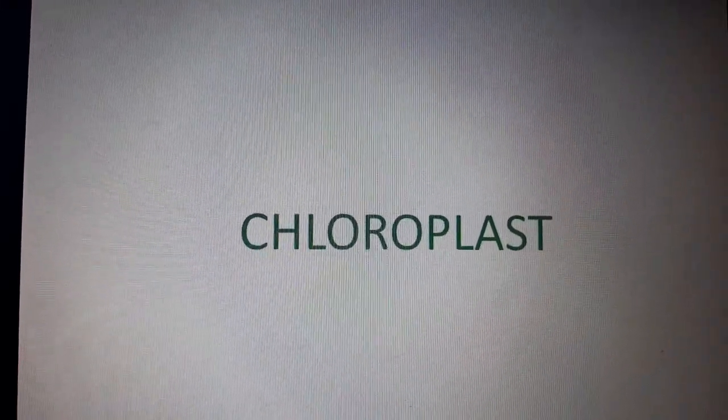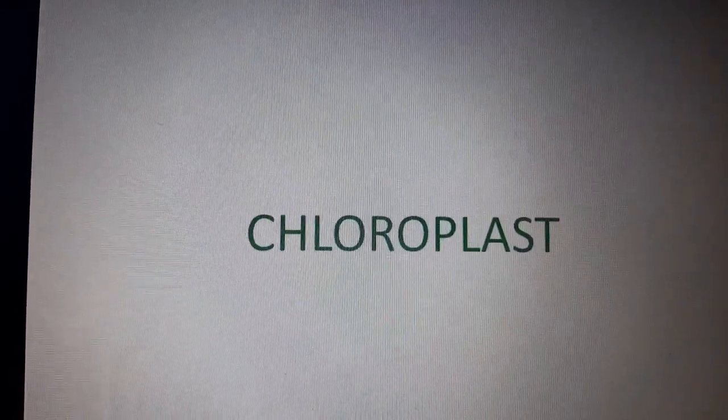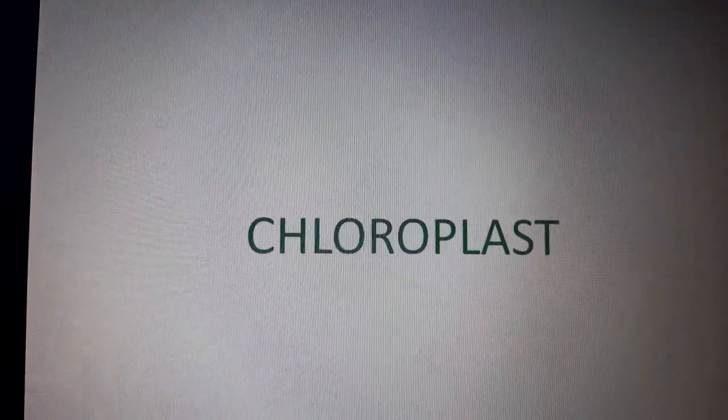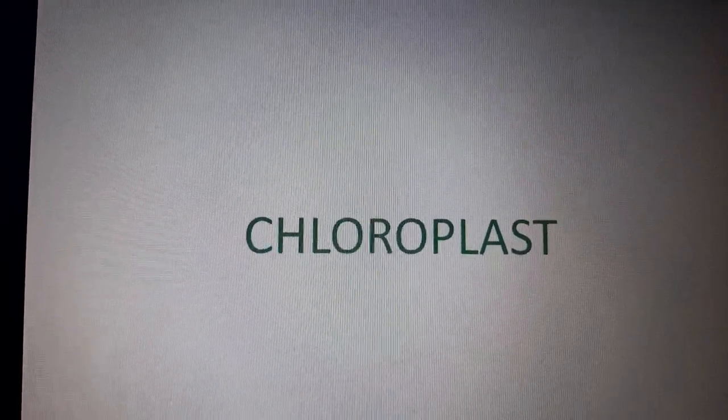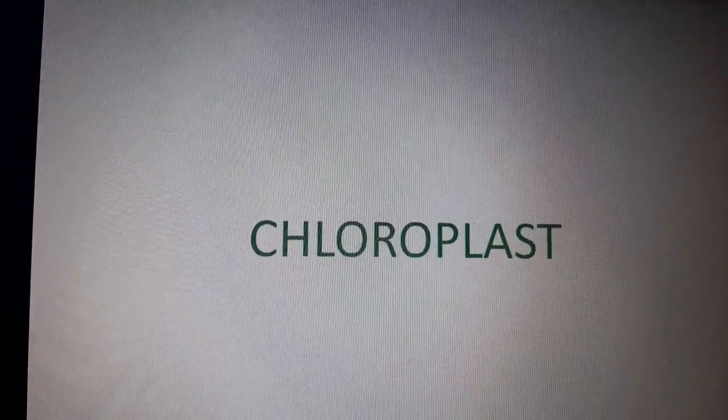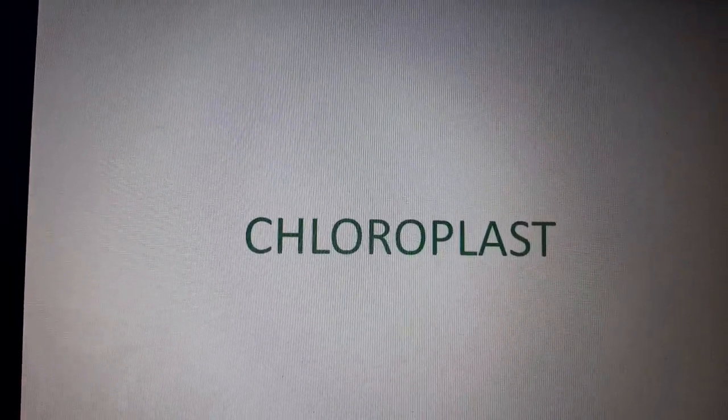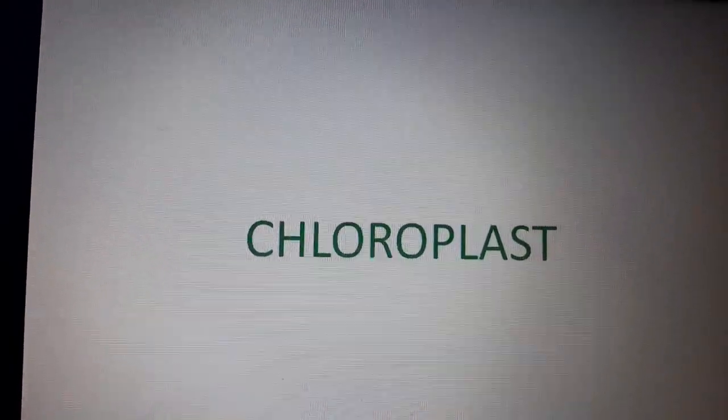Chloroplast is the main difference between the plant cell and the animal cell. The animal cell cannot manufacture its own food, but the plant cells, due to the presence of chloroplast, can manufacture its own food in the presence of sunlight.